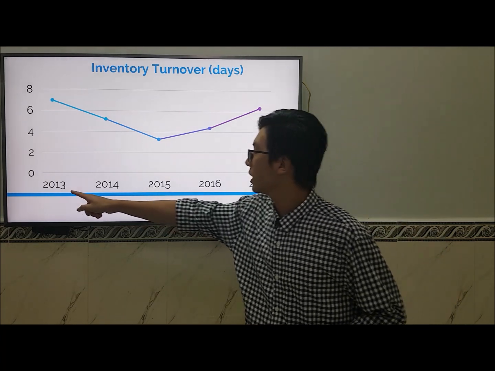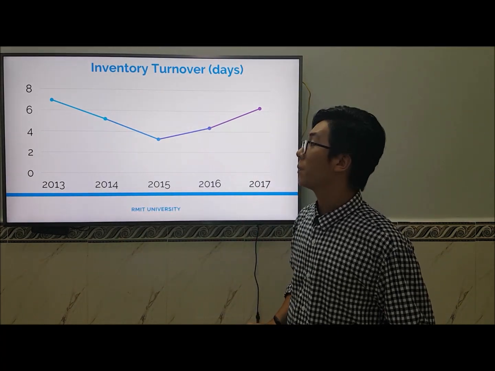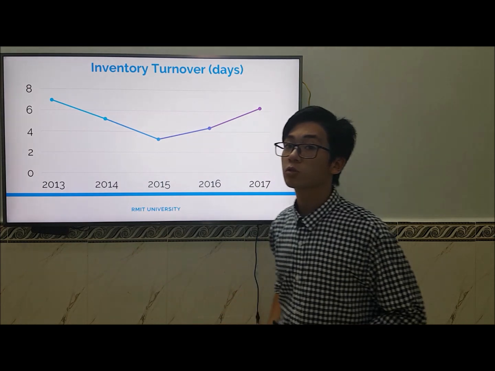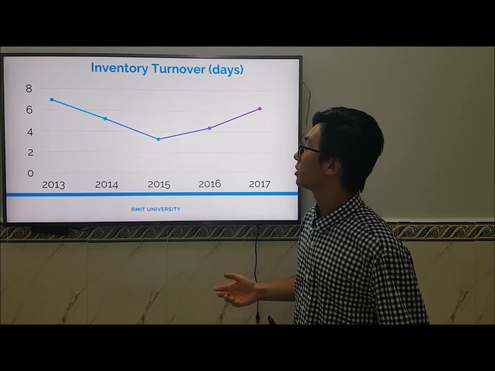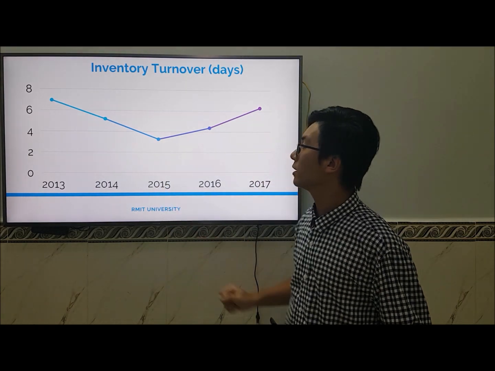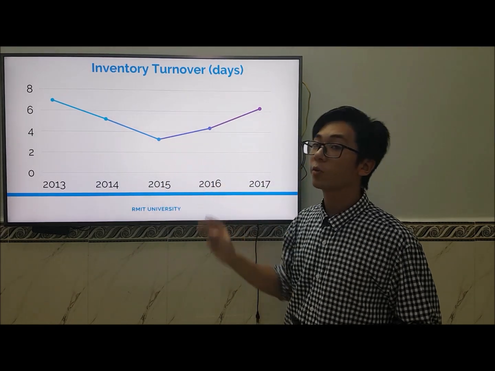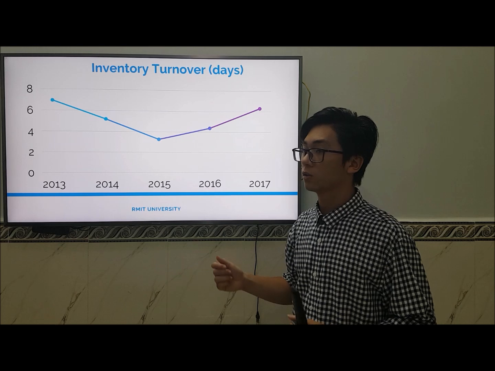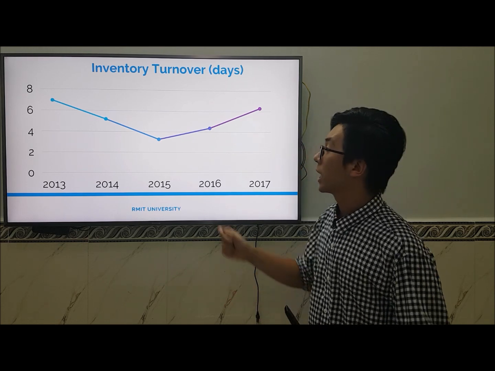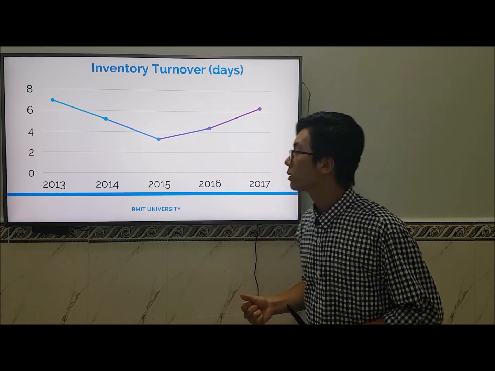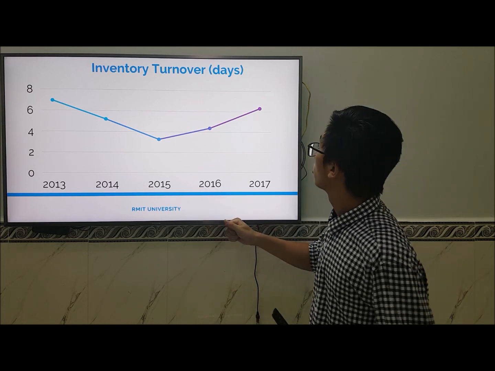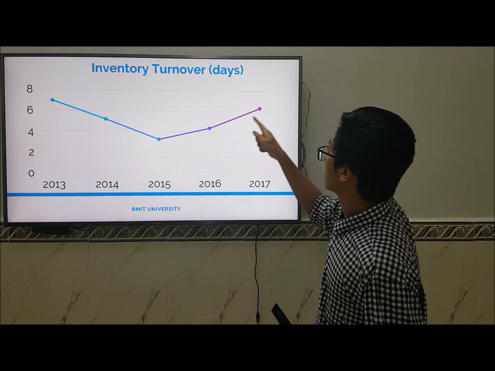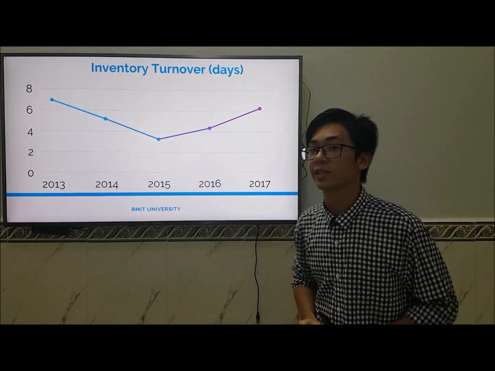Starting in 2013, it took Apple about 7 days to clear out their inventory. This number decreased to just about 3 days in 2015. The lower it is, the better. Apple is doing great. But ever since, the number rises again, to about 6 days in 2017.